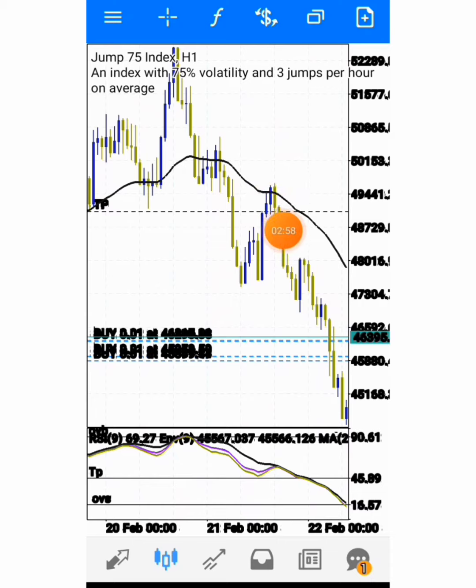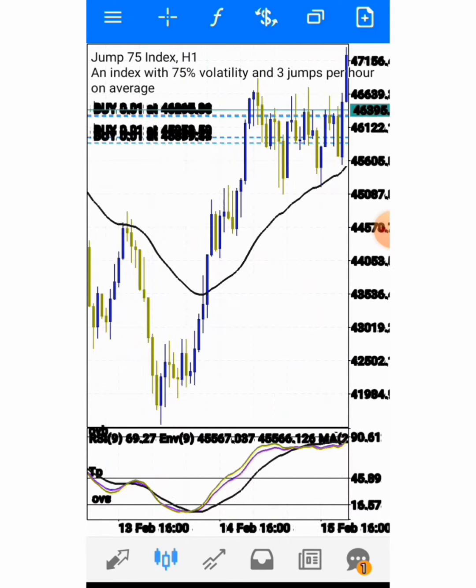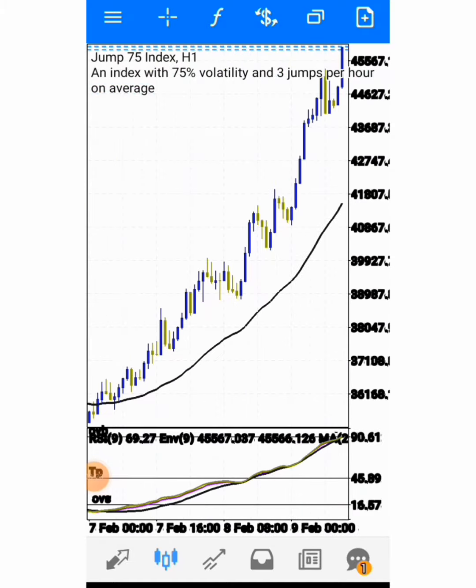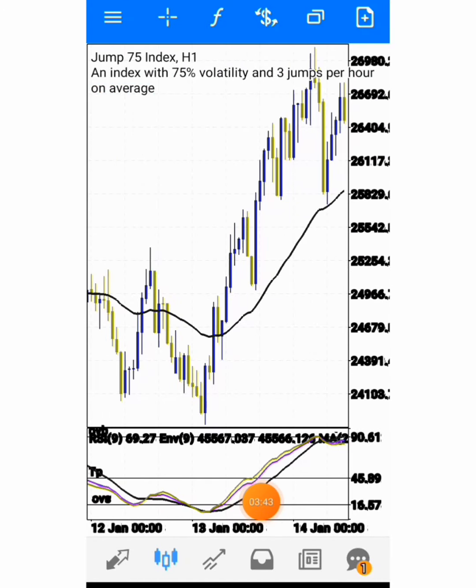Also, that is a bearish engulf candlestick here. Let me show you again. You can see this one, the market crossed here, and then this one also crossed here. So this is a wonderful strategy I'm using. You can see it here.